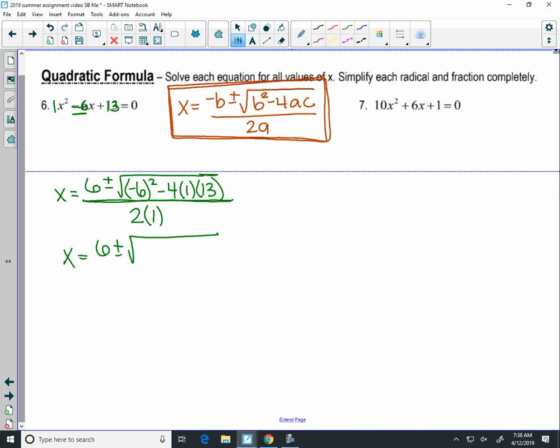The precision is a little bit of a struggle here. -6 squared, a negative squared is positive, 6 squared is 36. And so we have 6 squared is 36, 4 times 13 is 52, and 2 in the denominator. And then we need to do 36 minus 52. Those are 16 apart. It's going to give us -16 there. And now we're going to deal with a radical.